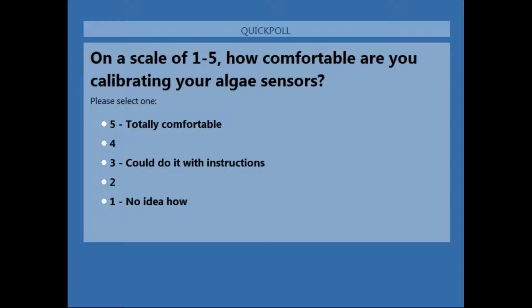All right, we have about half of the people. Come on, guys, vote. We want you to be participating today. All right, about 5 more seconds here. All right, so let's show you guys the results.